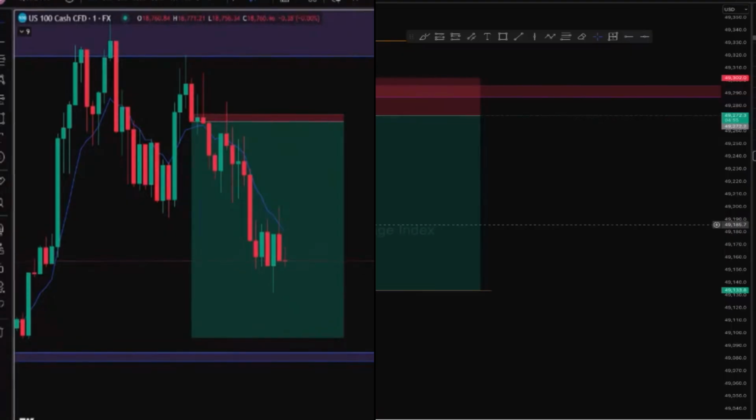Our entry point was precisely here. We placed it just before the halfway mark and then set our target. That's correct. The risk-reward ratio is quite good.